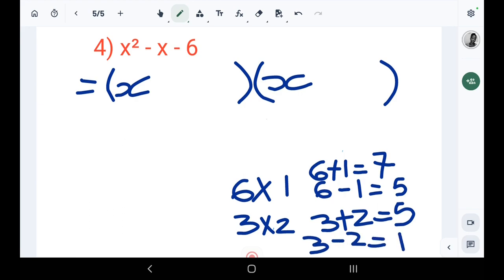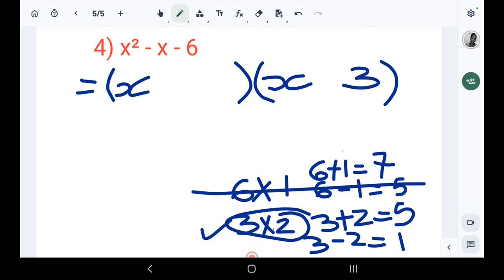The factor pair that gives us 1 in the middle is 3 times 2. So this is the correct one. That one we cross off, so we'll put 3 and 2. Now, in the last term, we've got a negative number, which is cool. That means we will need to have a positive and a negative, because when we multiply them together, they will give us a negative.